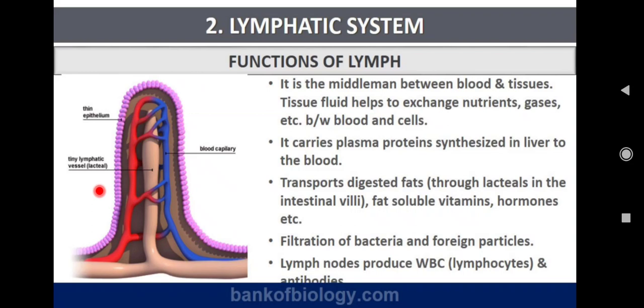Engulf means ingesting. Okay, so lymph nodes produce WBC. Where will the WBC be produced? Lymph nodes. Those lymph nodes consist of lymphocytes, and some antibodies. What are antibodies? The chemicals which are produced against the antigen. When a foreign body comes, these lymphocytes engulf it and produce what? Antibodies. Clear?